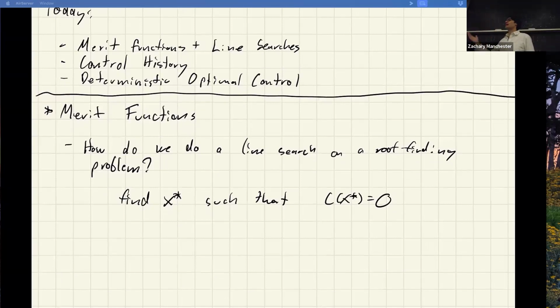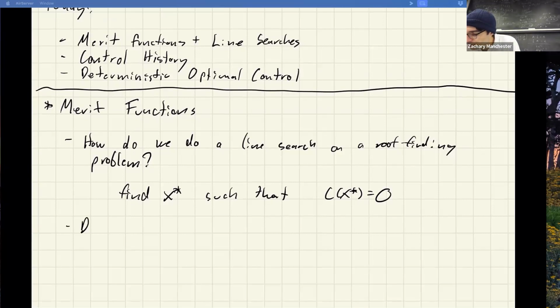is you just need to make up some scalar function that's some measure of progress, right? That's telling you if you're going the right way, that you want to make sure is monotonically decreasing. That's the idea. So that's what a merit function is. All right, so let's write that down. We're going to define a scalar merit function.